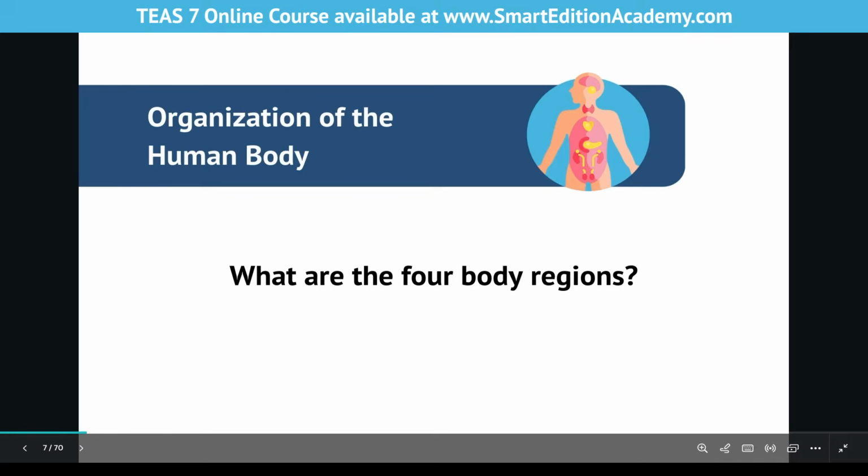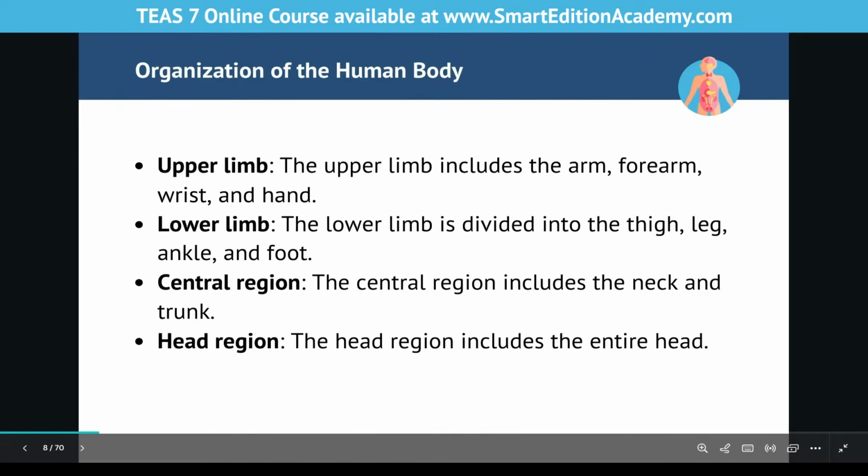What are the 4 body regions? Upper limb, lower limb, central region, and head region.